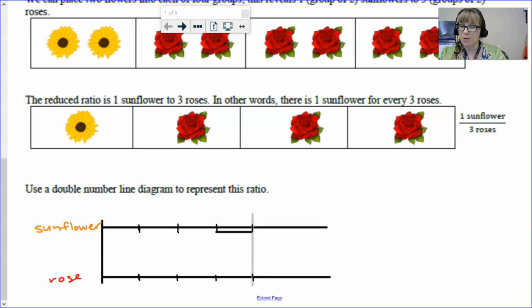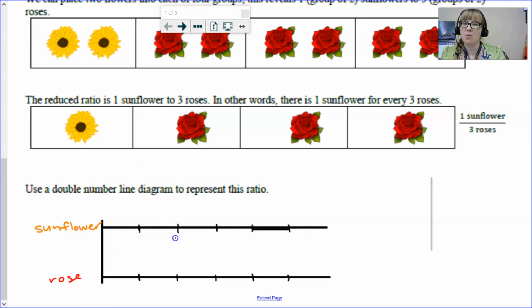Let's do one more for good measure. Okay. I'm going to go ahead and pull this off to the side. I'll come back to it again later. Now we need, since it's a number line, we need to include numbers. So here's our sunflowers, here's our roses.